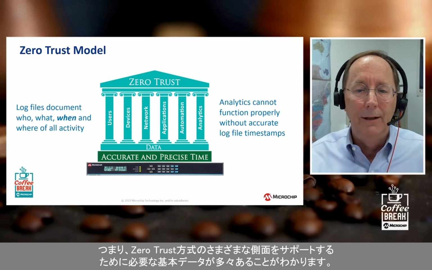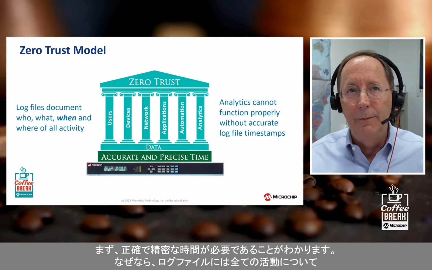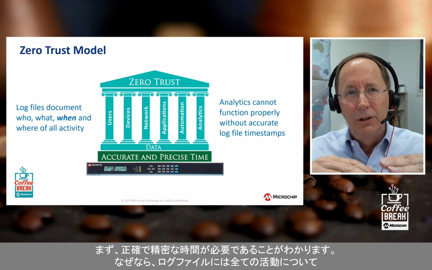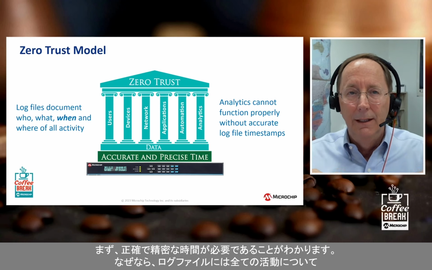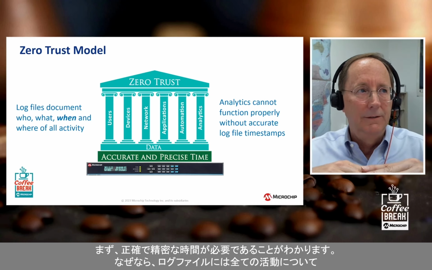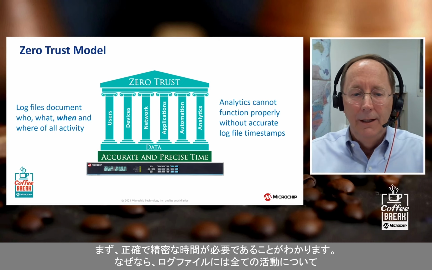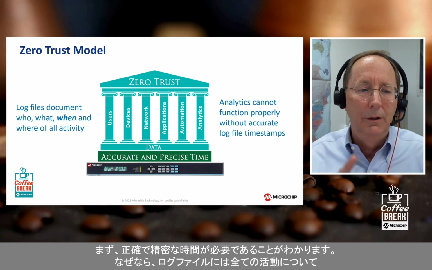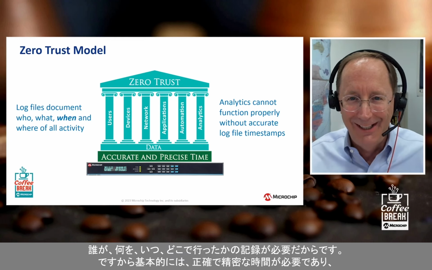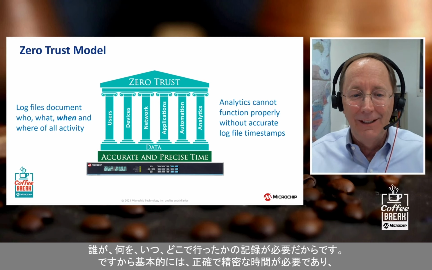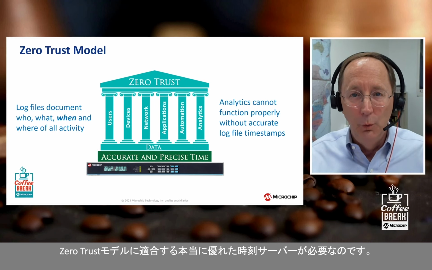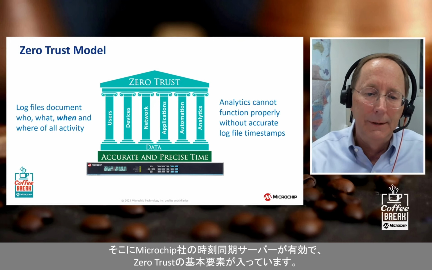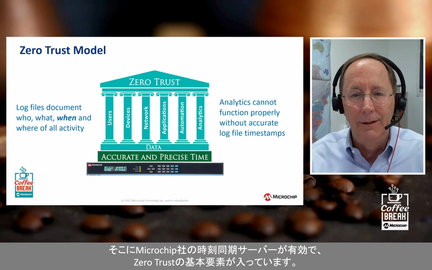All the way up to analytics. Analytics aggregate a lot of log information to help in network diagnosis, for forensics and things like that. So you find that there's a lot of fundamental data that's needed to support these various aspects of zero trust architecture. But then you find you need accurate and precise time because it gets back to those log files. Log files document the who, what, when, and where of all this activity. So fundamentally, if you need that accurate and precise time, you need a really good time server that fits into the zero trust model. And that's where you can see the Microchip sync server there, kind of as a foundational element to zero trust.